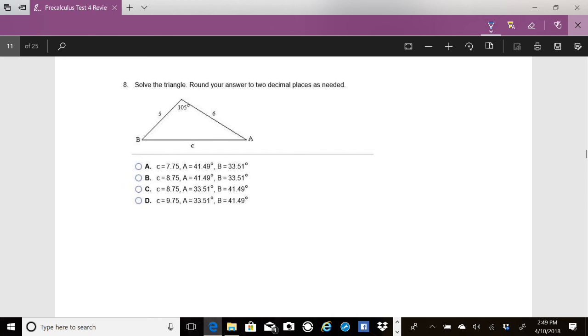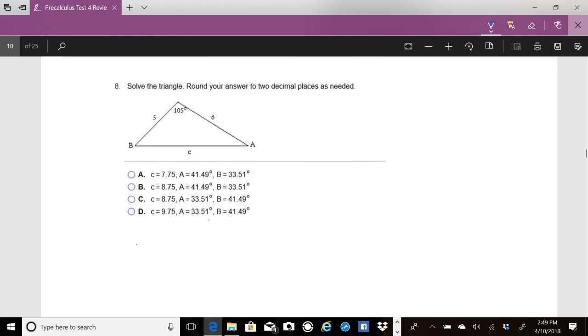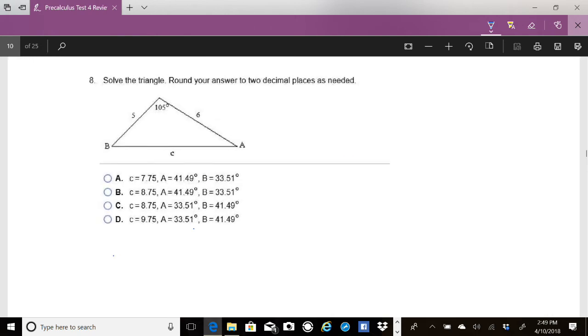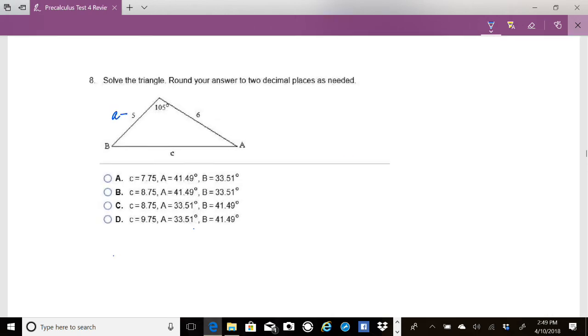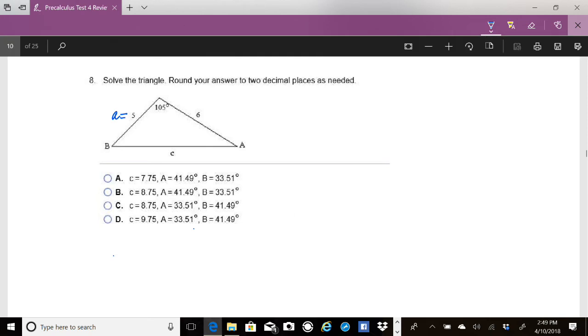I'm going to go ahead and label. This is side A, this is side B, and this is side C. Looks like we need to find C, and then we'll need to calculate the other angles.